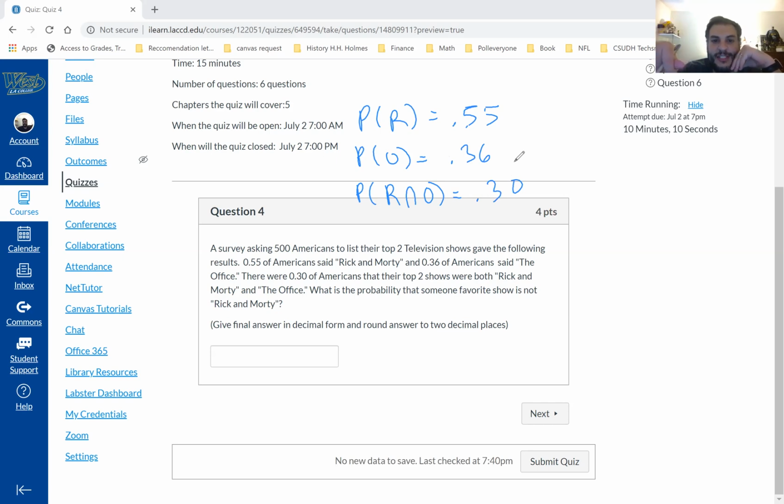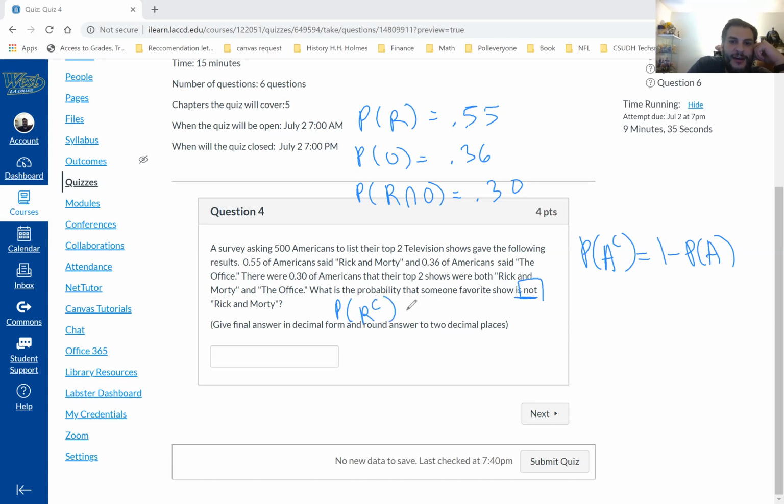If you look at this question, it says, what is the probability that someone's favorite TV show is not Rick and Morty? That's the key word, because "not" means we're using the complement rule. If you remember, the formula for the complement rule is this. In order to find the complement of an event, all I have to do is 1 minus that probability. In this case, we want to find the complement of people who watch Rick and Morty, because we want people who don't watch it.